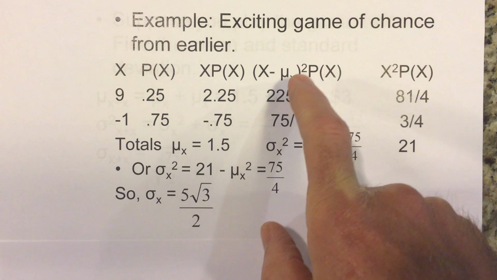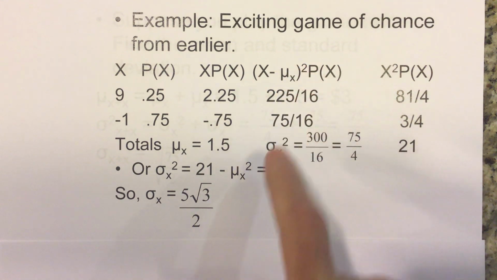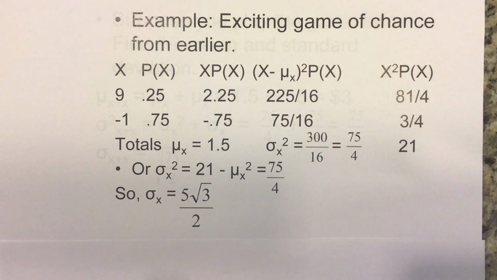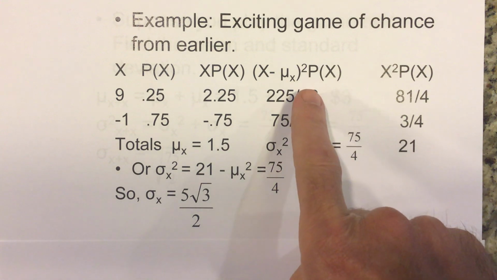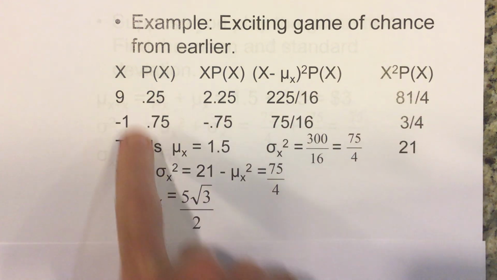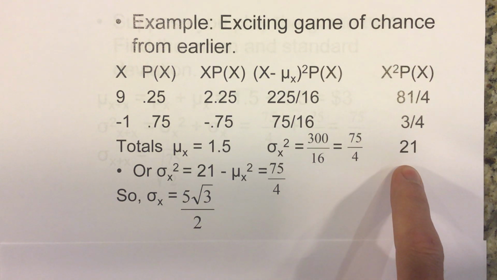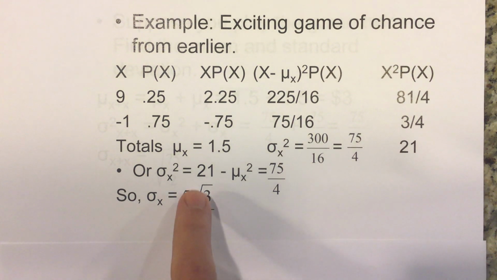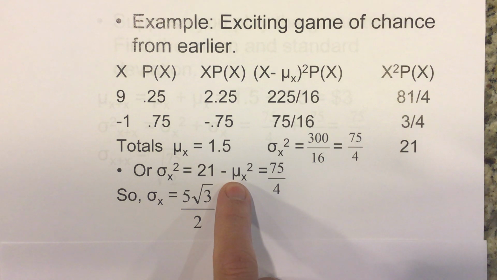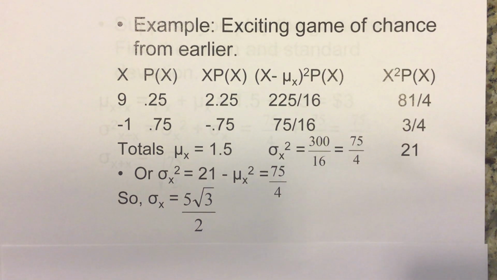Okay. Over here, again, this is just finding my variance, right? But notice, this is the cool thing. I could have done x squared times the probability of x, right? And then subtracted the mean squared, and I get the same thing. Okay, so kind of a cool little trick if you want.